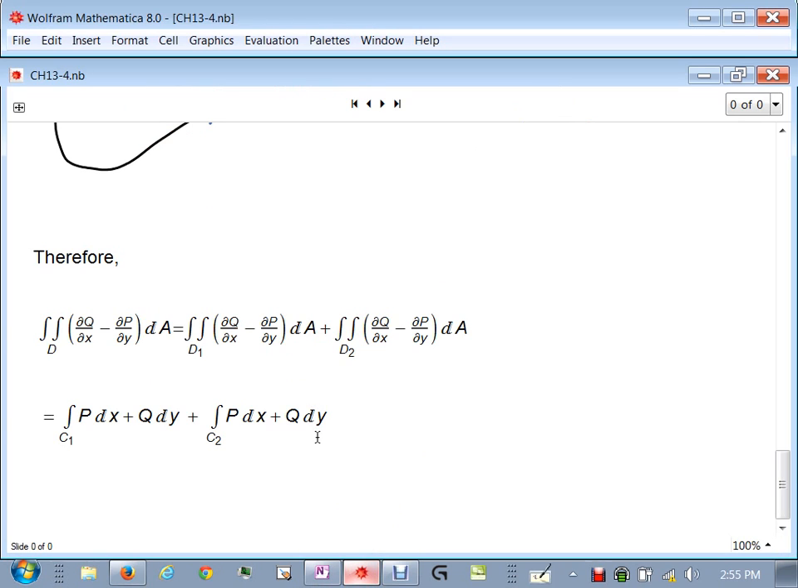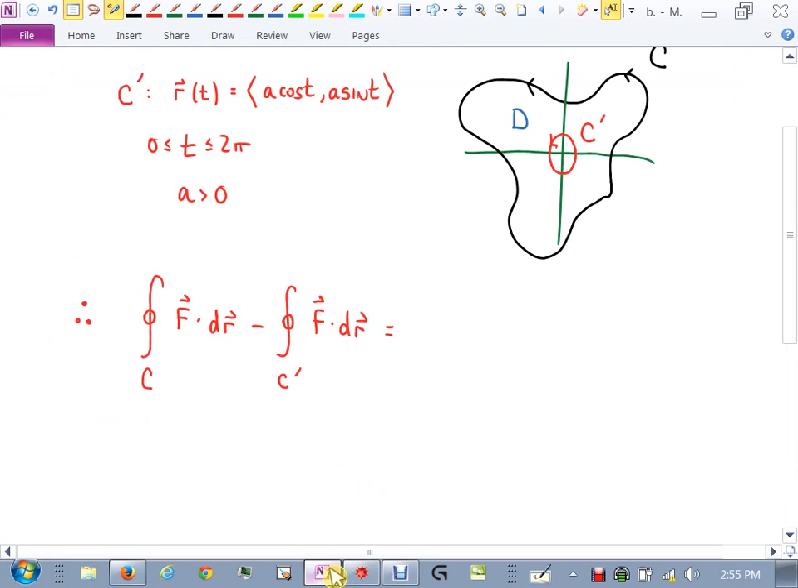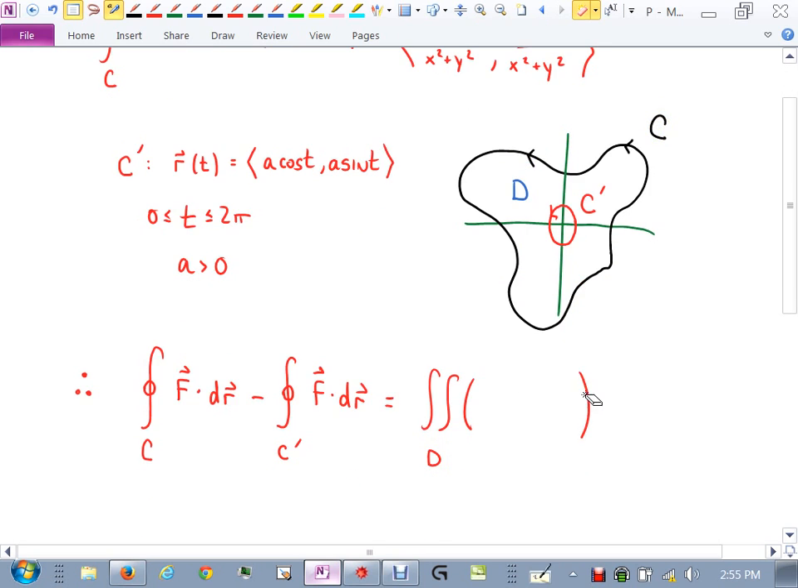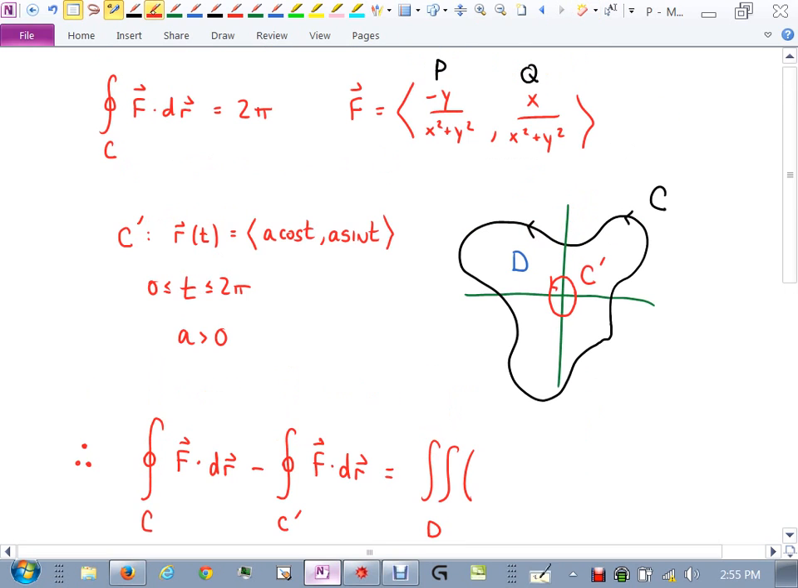Should be equal to what? The double integral of D of the partial of Q with respect to x. So here's P, here's Q, right? What's the partial of Q with respect to x? Well, that's going to take some work, isn't it? A little quotient rule there.